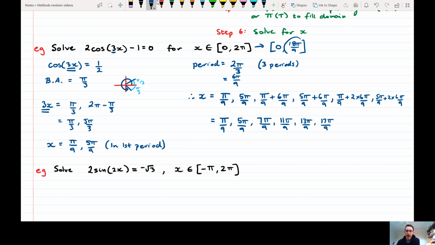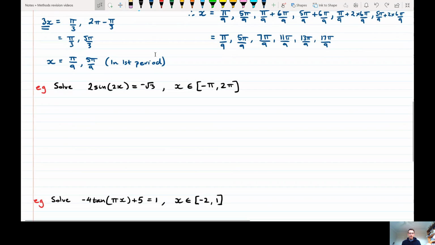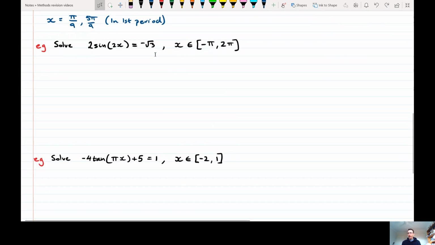And notice we had to go up to 18 pi over 9, and we've got 17. If I add another period, another 6, you get 23, too big. If I add another 6 to this one, we get 19, it's too big. So we've got all our solutions. Let's do 2 more examples. I'm doing sine, cosine, and tan, one of each.